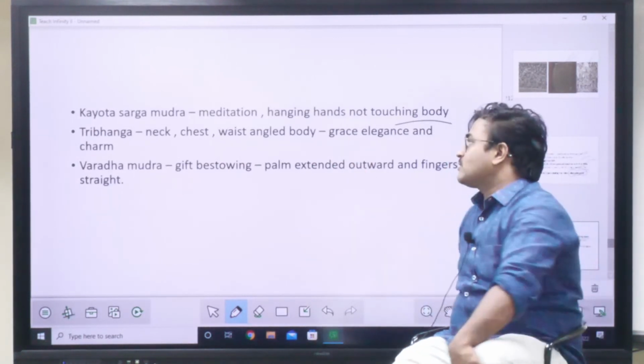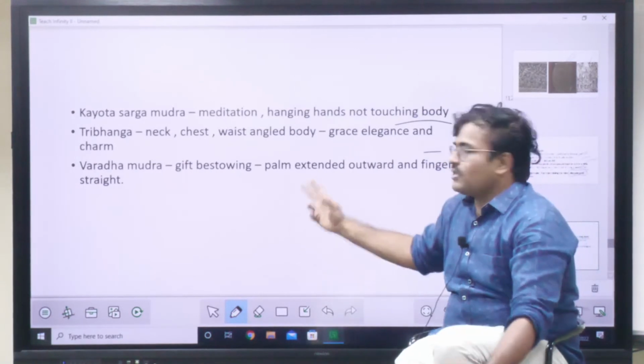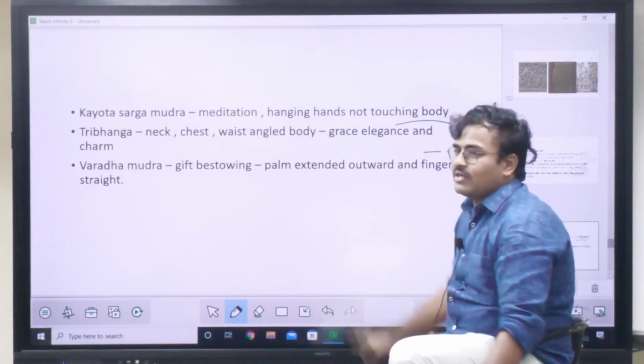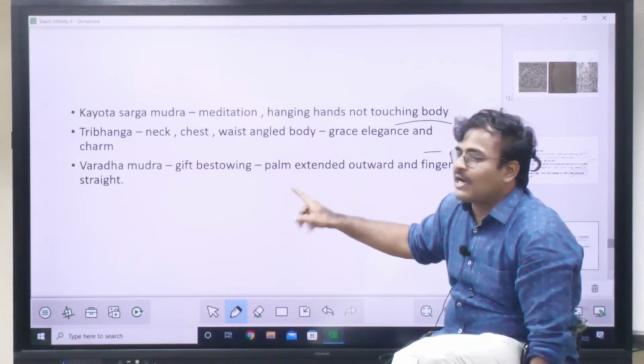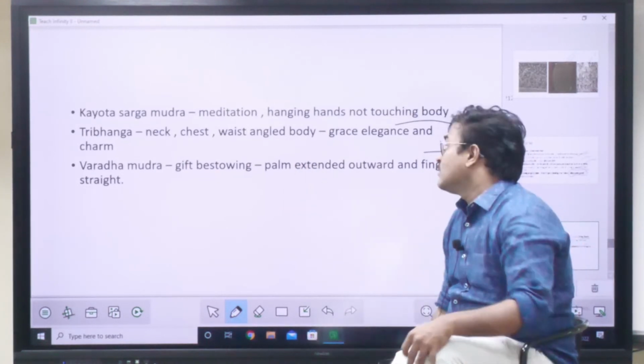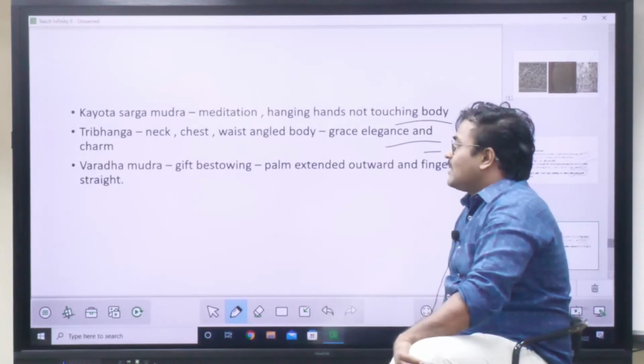Now the next one is Tribhanga. Tribhanga style is also a mudra: neck, chest, waist. It is not depicted to show Buddha. Buddha is not standing in Tribhanga pose. Usually Tribhanga pose is for women: grace, elegance and charm.